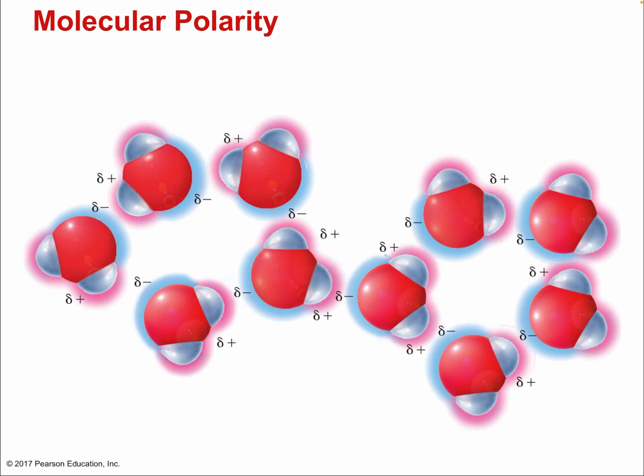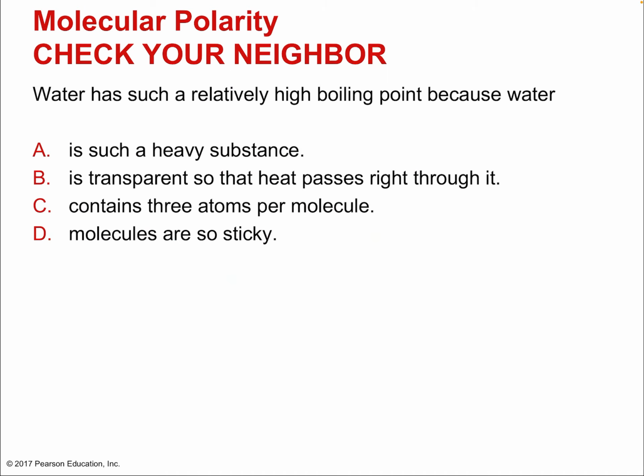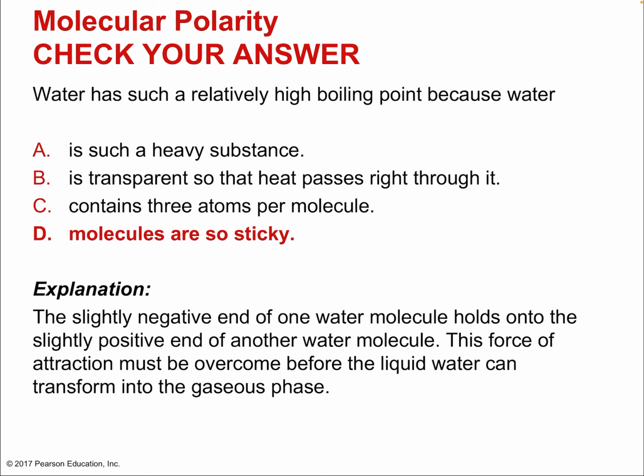So one is that when you look at water, it's full of all these dipoles, all this ability to exert force. What does that mean? Well, water has such a relatively high boiling point because water is such a heavy substance? Is it that heavy? It's lighter than carbon dioxide. Is it transparent, so the heat passes right through it? Does that have to do with heat flow? Does it contain 3 atoms per molecule? Okay, we established it does, but we also said that it's not really a physical property, because not all atoms are the same. Or is it because molecules are so sticky? That seems kind of vague. What's the best answer? Well, turns out it's the vague one.